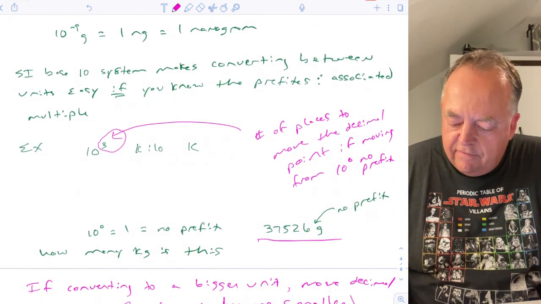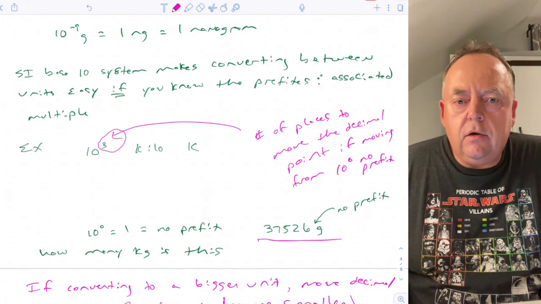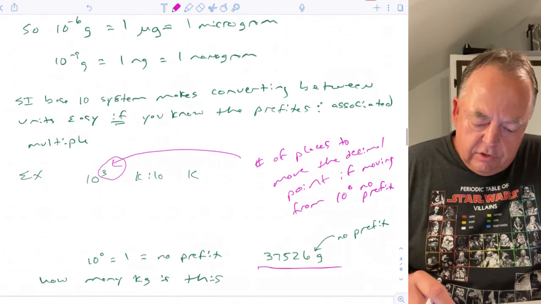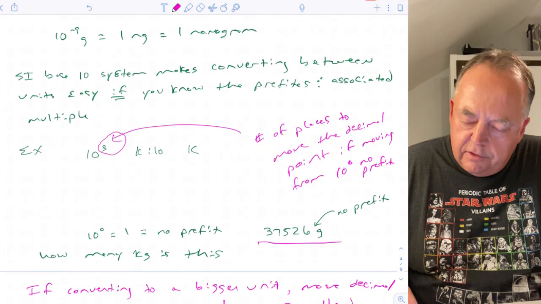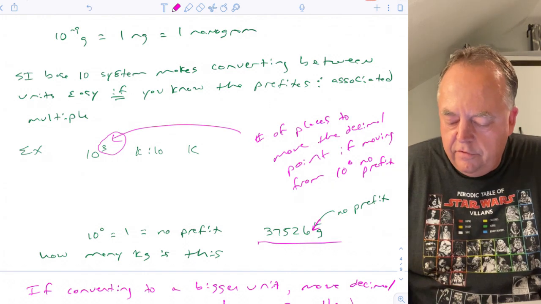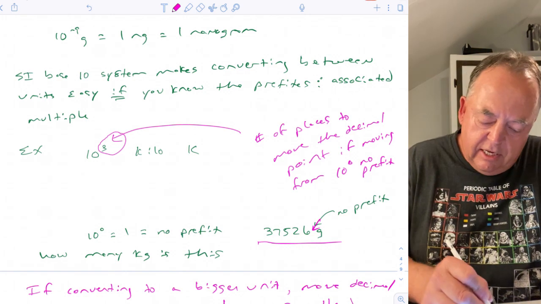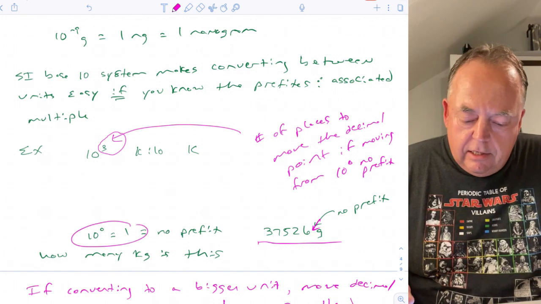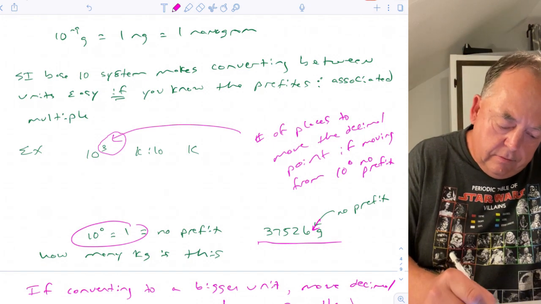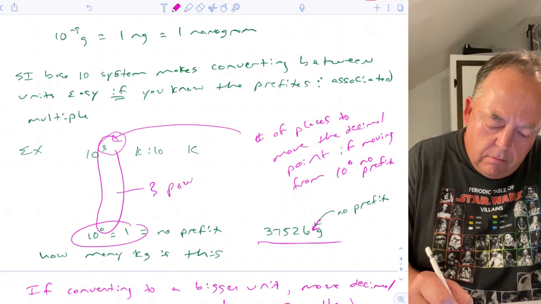So if you had 37,526 grams of something, then how many kilograms is that? Again, that's easy to know. If it's written like this, grams, and there's no prefix, if there's nothing in front of the unit, then that means you're at 10 to the 0. And you want to go to kilo, so you want to go to 10 to the third. So 10 to the 0 versus 10 to the third, that's 3 powers of 10.